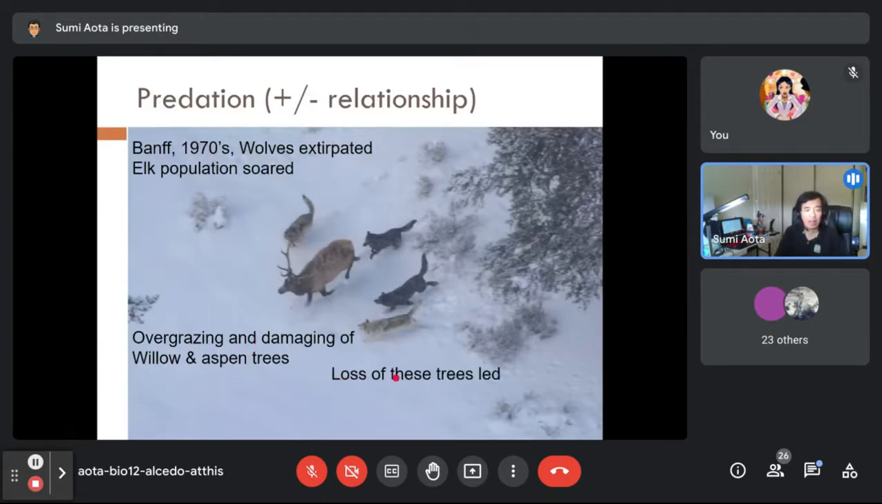That led to a loss of trees, so you lose songbirds as well as beavers, and there was a huge and massive loss of biodiversity. Yellowstone also saw something similar.